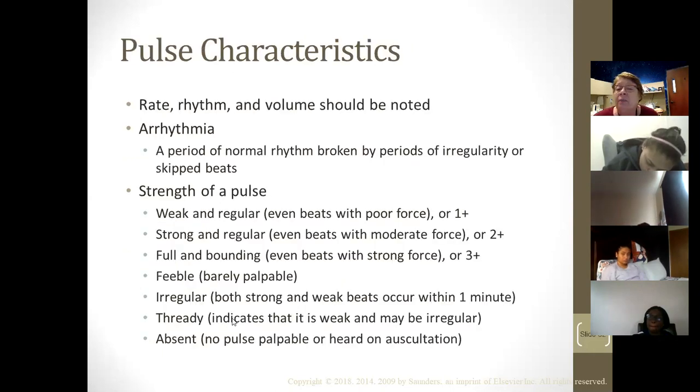So when we're talking about your pulse, we're not only going to notice the number, we're going to talk about the rate, the rhythm, and the volume. The rate is obviously how many beats per minute we hear or feel. The rhythm is, is it regular? A heartbeat should be regular.